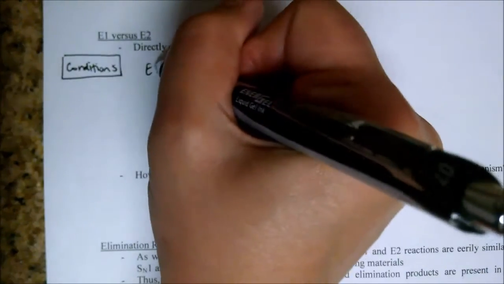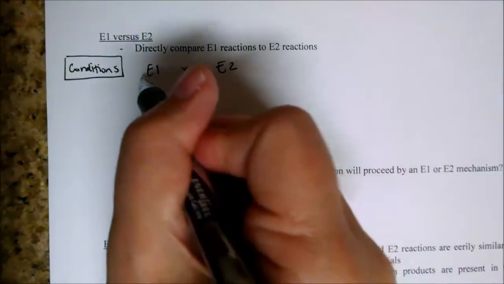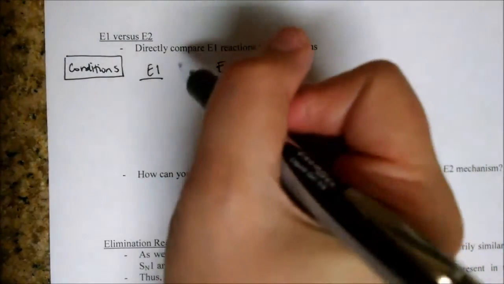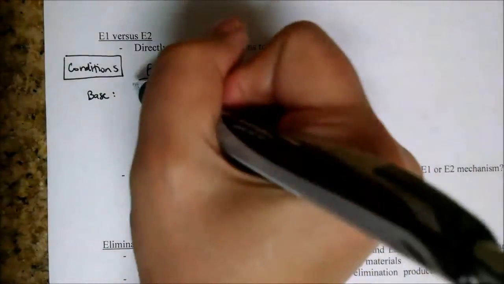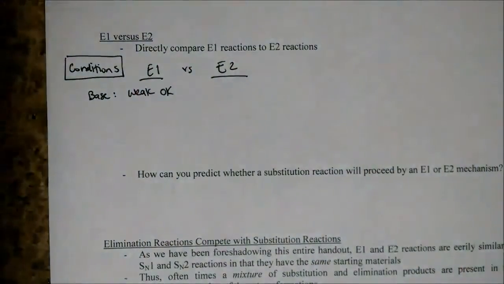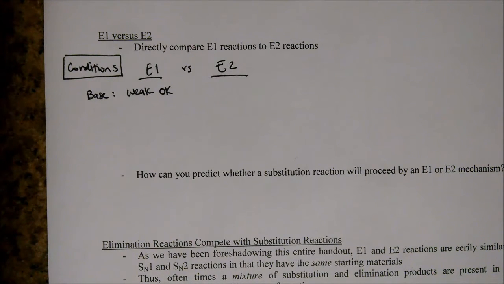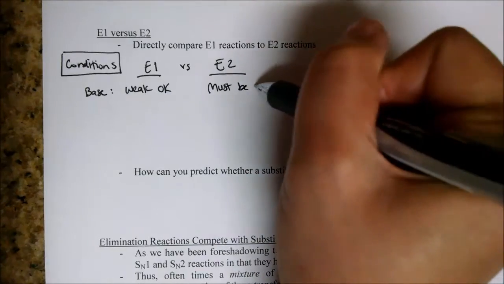We're going to talk about conditions and characteristics, E1 versus E2. Okay, first up, how about the base? For E1, a weak base is fine. Just a nice neutral base, like H2O or ethanol. Weak. Whereas here, it must be strong for E2.